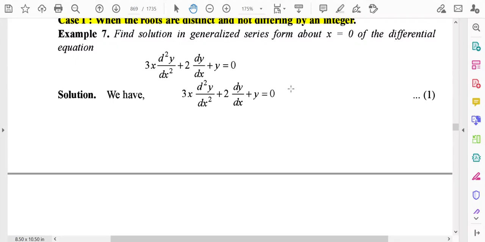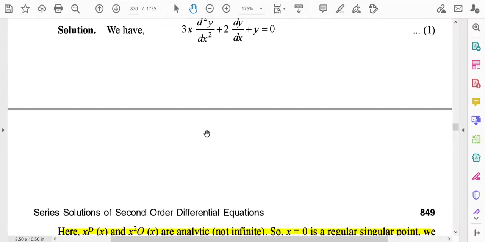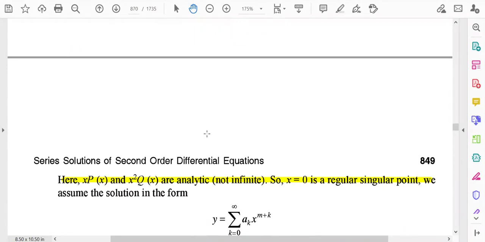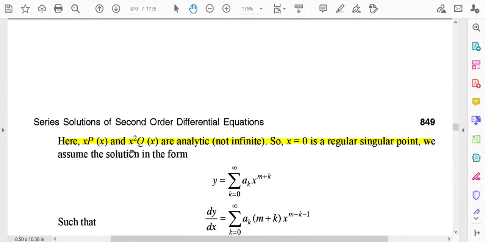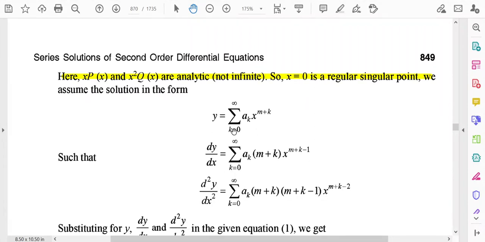the regular singular points here, but still you have to check whether it is regular singular or not by taking the values of x into p and x square into q. So you will see that if you check it, then x is equal to 0 is a regular singular point. So in the first step, we have to assume that y is equal to summation ak into x to the power m plus k. This is the solution of the given differential equation.